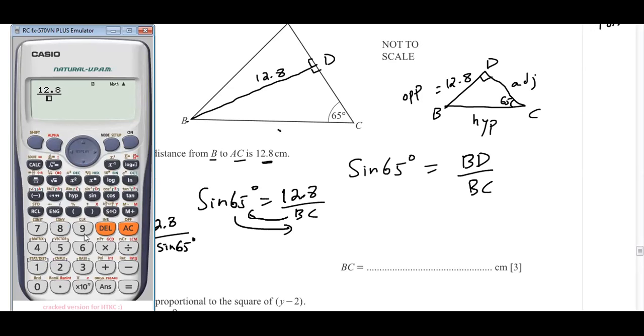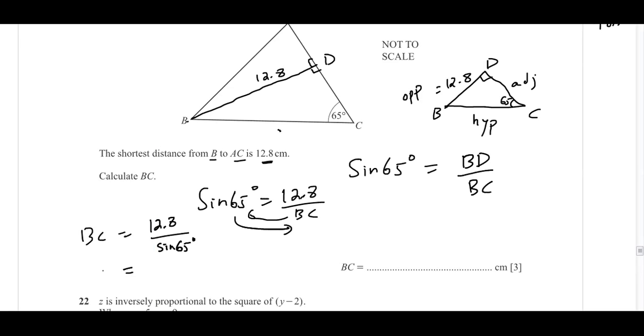12.8 divided by sine of 65. So 15.48. If you round it, it will become 15.5. So I will have BC equal to 15.5 centimeters approximately. First, you can write 15.48 and then round it. That's it.